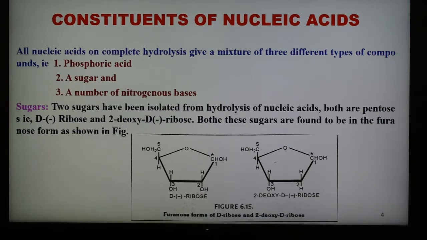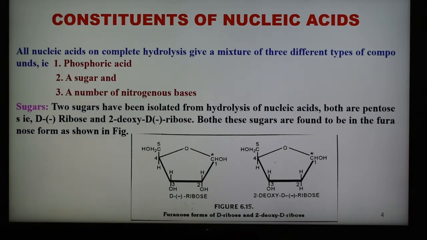All nucleic acids on complete hydrolysis give a mixture of three different types of compounds. These three compounds are: one is phosphoric acid, second is a sugar, and third is a number of nitrogenous bases. The phosphoric acid is H3PO4, and second is the sugar. In this case two sugars have been isolated from hydrolysis of nucleic acid.